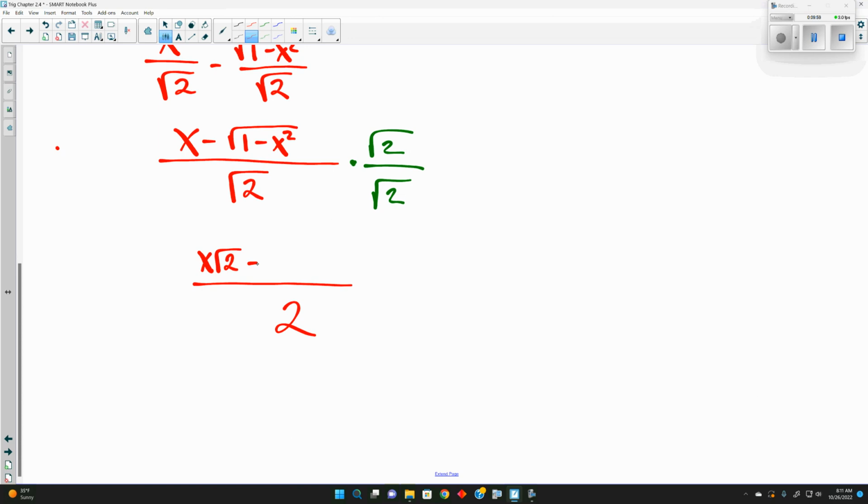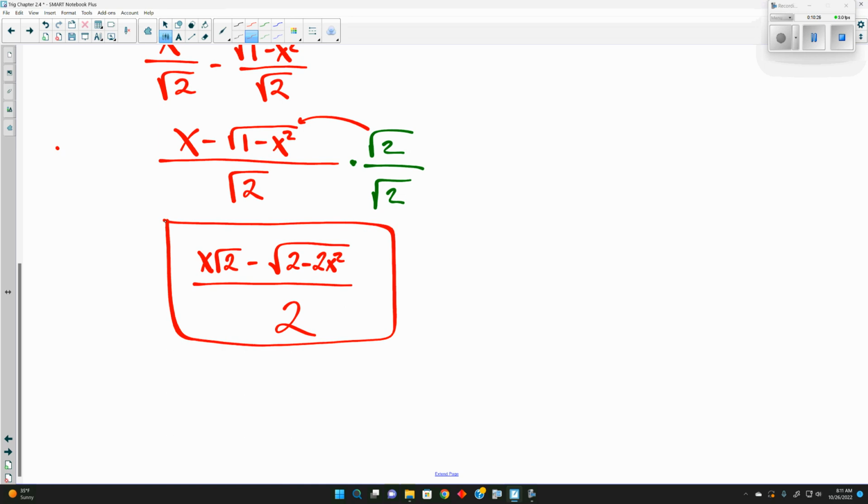Now, the other one, when we multiply the square root of 2 by the square root of 1 minus x squared. They're both radicals, yes? So we can multiply what's inside. So what we have is the square root of, well, 2 times 1 is 2. 2 times x squared is going to be 2x squared. And that's it there.